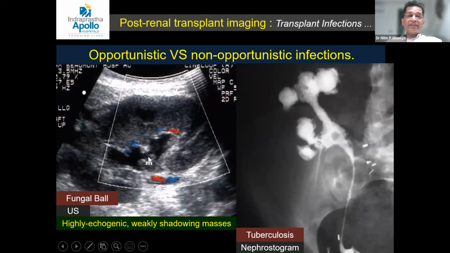Infections are very commonly seen in transplant, which should be picked up by imaging modalities. Here is a focal filling defect in a dilated renal pelvis. It is highly echogenic but weakly shadowing. There is no shadowing, and this is a hallmark of a fungal ball. This is a contrast injected in a transplant kidney with irregular margins, caliceal dilatation, and irregularity because of tuberculosis.